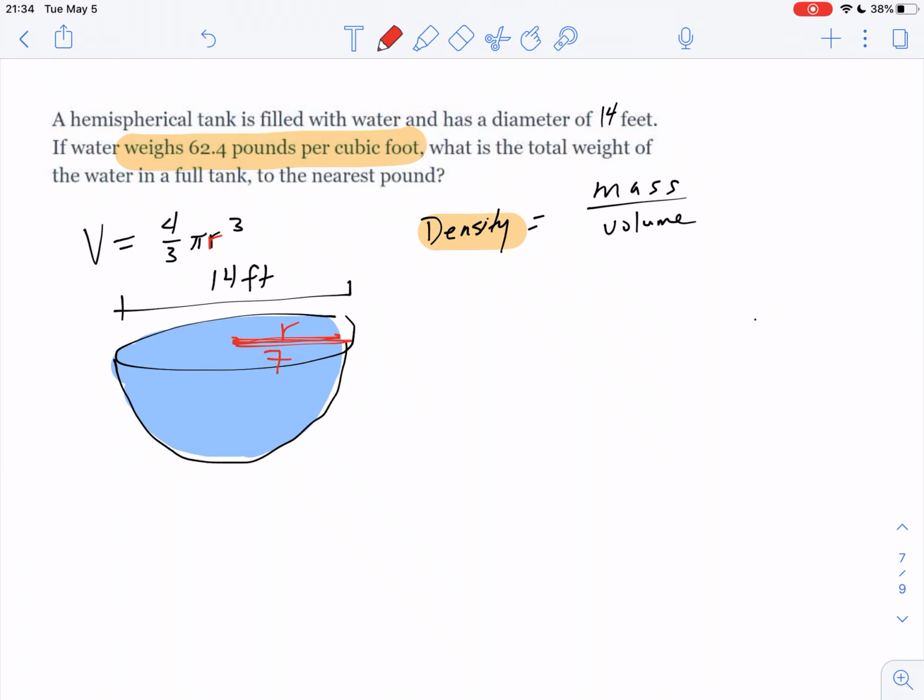Our actual question is, what is the total weight of the water in the tank? So what we're looking for is the mass. So our goal is to find the mass. We're going to need this. We're given this. This is 62.4. In order to answer this question, we're going to need the volume. Kind of a no-brainer given the kind of questions that you're probably working on right now. So we have a volume formula here, so let's go ahead and use it to find the volume, because that's going to be needed to then find the mass to actually answer the question.